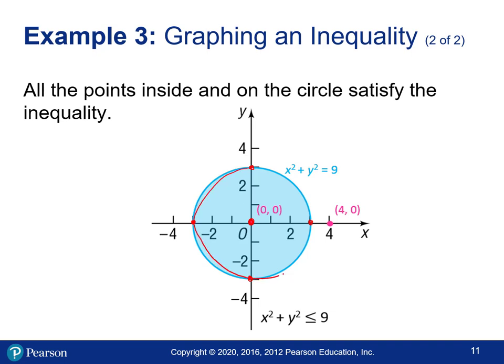And it's solid because we had a non-strict inequality symbol. And then we tested a point, we tested 4, 0, and that did not satisfy our inequality. And we tested 0, 0, which it did. So then we would shade the region where that point is included.